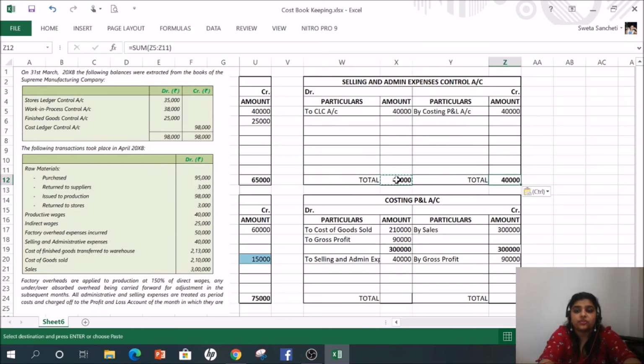So we have reached till cost of sales. Now cost of sales, my admin and selling expenses are here. Gross profit is here. Here what will I get? I'll get my net profit. That is my balancing figure. This will again go and hit my CLC account as my balancing figure. That is equal to 90,000 minus 40,000, that is 50,000.